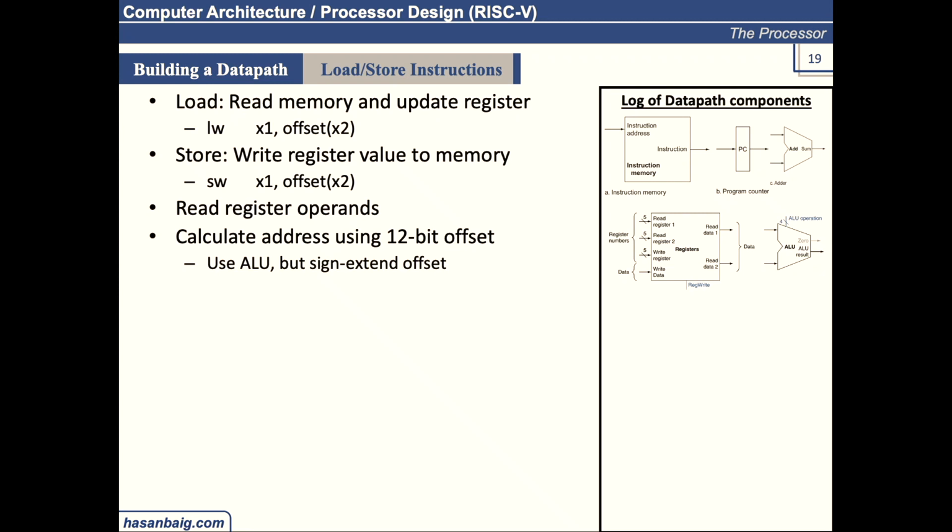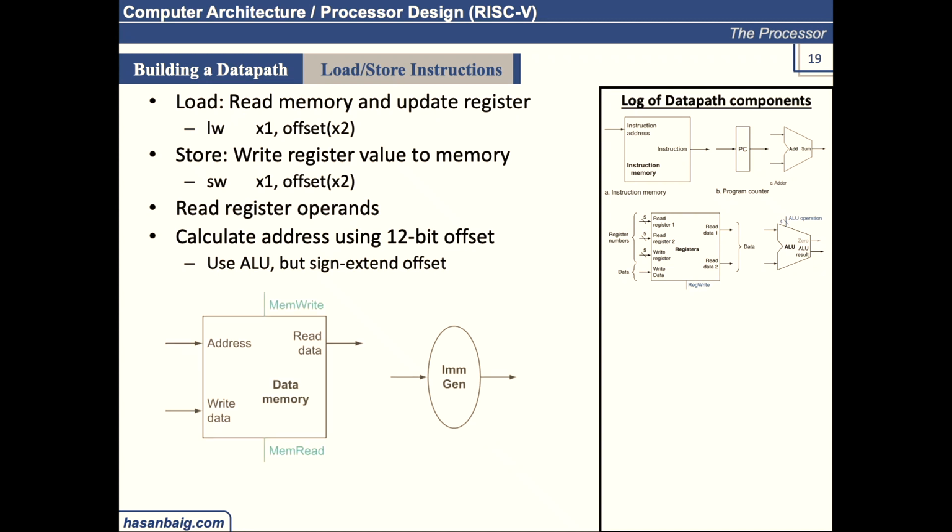No, I mean in LW instruction, where do you read the data from? Or in store instruction, where do you write the data to? In memory. Okay, so you need a memory, data memory, as well as immediate generator component. Why do we need immediate generator? To extract the 12-bit immediate data and sign extend it to 32-bit value. Okay. So we have these 2 components also.